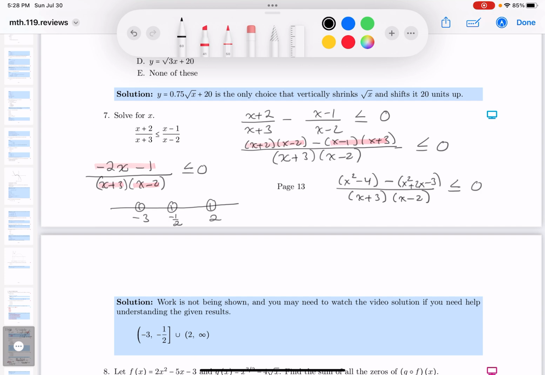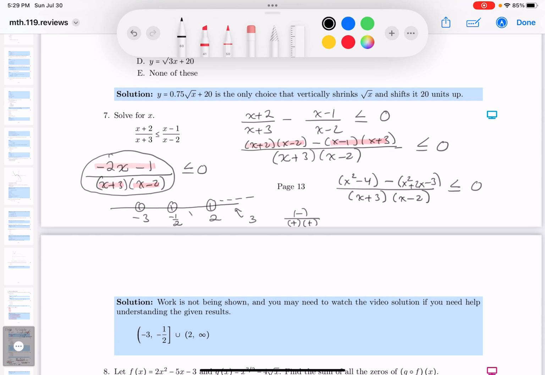What am I going to do now? I am going to test it out. And how do I test it out? Pick test points. For example, what number comes after 2 that's easy? I'd say 3. Plug it in. Where do you plug it in? Over here. If you plug in 3, you're going to get a negative number on top. On the bottom, you get a positive number times a positive number. What do you get overall? Negative. All right? Let's keep moving.